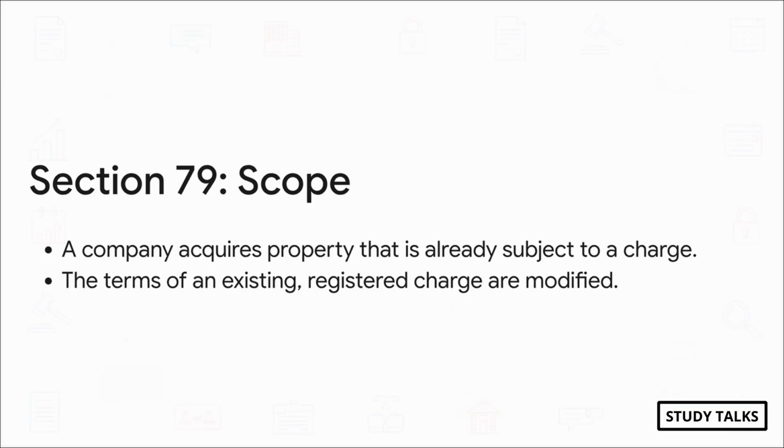So, Section 79 is pretty straightforward. It says that all the rules you learn for registering a new charge, well, they also apply in two other key situations. One, if your company buys a piece of property that already has a charge on it. And two, and this is the big one for us, when you modify the terms of a charge you've already registered. The law basically says a modification is just as big a deal as the original creation.